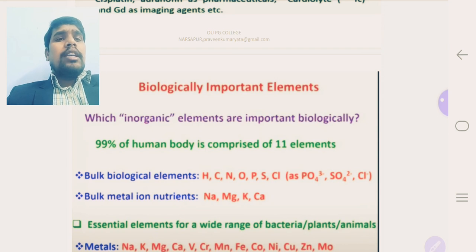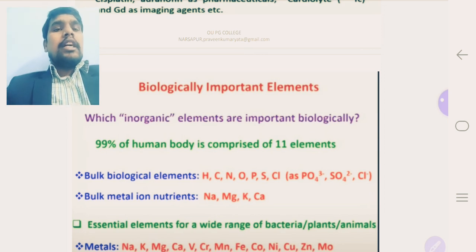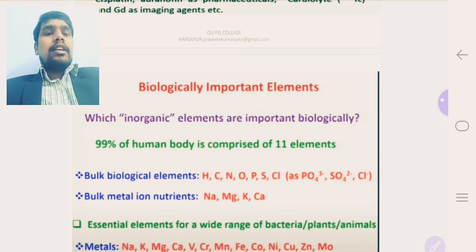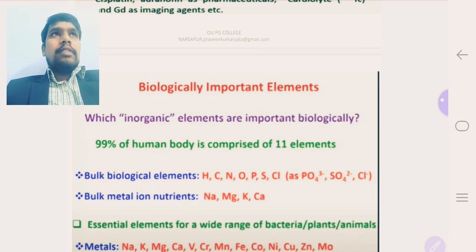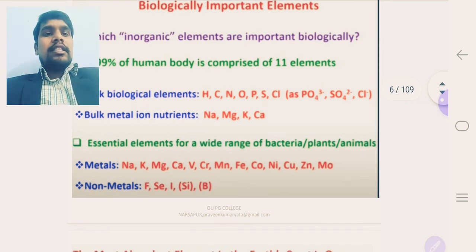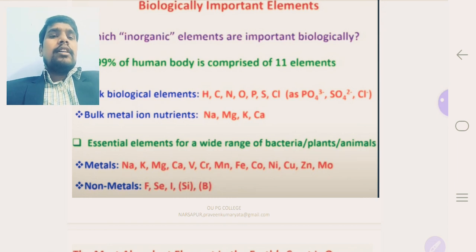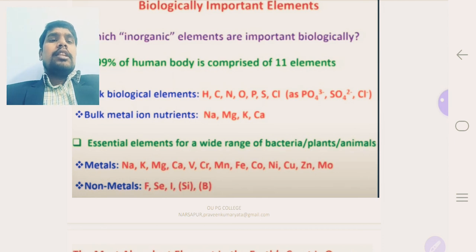99% of the human body is comprised of 11 elements, that is, bulk biological elements: hydrogen, carbon, nitrogen, oxygen, phosphorus, sulfur, chlorine, and their oxides. Bulk metal ions in nutrients: sodium, magnesium, calcium, and potassium. Essential elements for a wide range of bacteria, plants, and animals. Metals: sodium, potassium, magnesium, calcium, vanadium, chromium, manganese, iron, cobalt, nickel, copper, zinc, molybdenum. Non-metals: fluorine, selenium, iodine, and partially silicon and boron.